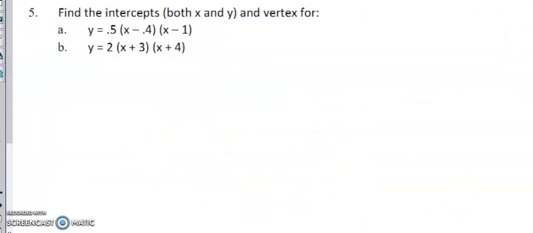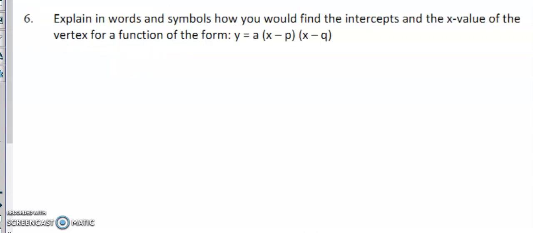So in problem 5, you're being asked to do the same thing. Go back to the first 4 problems, and you're being asked to find the x-intercept, the y-intercept, and the vertex. So work on those problems on your own, and when you're finished with those, move on to problem number 6. And turn the video back on when you're ready to continue with 6.